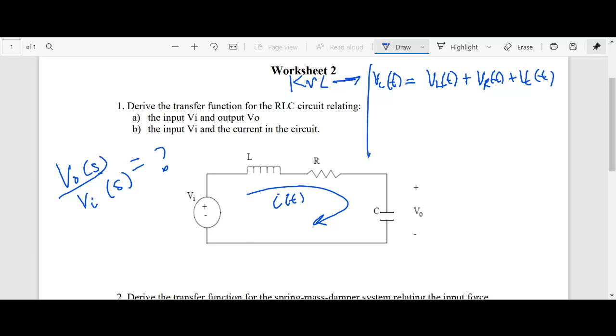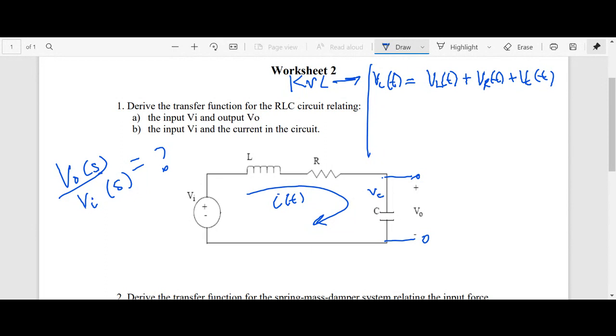It didn't say VC. Why did you say VC too? VC, you're measuring VO across the capacitor, so you want VC. So VC and VO are equivalent. So you say it's the same to me, yes? VO and VC, they're the same. That's fine. All right, thank you. So let us now proceed. What can we do?